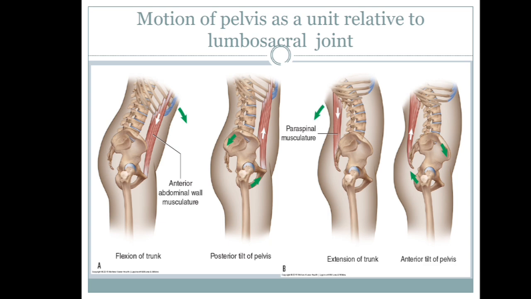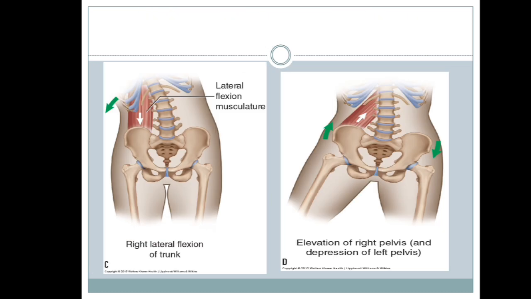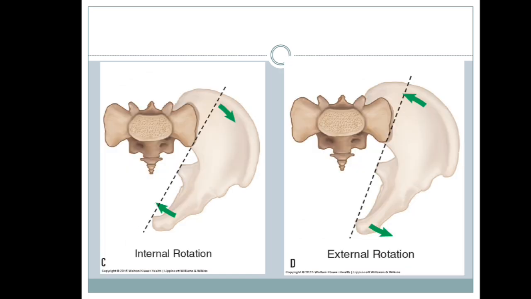Now the motion of the pelvis as a unit relative to the lumbosacral joint. With flexion of the trunk, there is posterior tilt of the pelvis, and with extension of the trunk, which is done by the paraspinals, it leads to anterior tilt of the pelvis. With right lateral flexion of the trunk, which is usually done by the flexor muscles, there will be elevation and depression of the right and left pelvis. In this figure, internal and external rotation is shown.